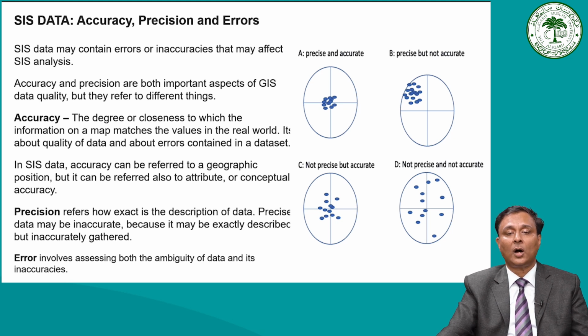Precision refers to how exact the description of data is. Precise data may be inaccurate because it may be exactly described but inaccurately gathered. Maybe the data collector made a mistake or the data was recorded wrongly into the database. So, error involves assessing both the imprecision of data and its inaccuracies.